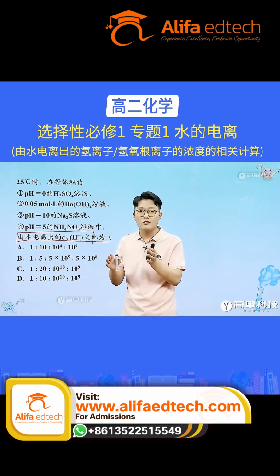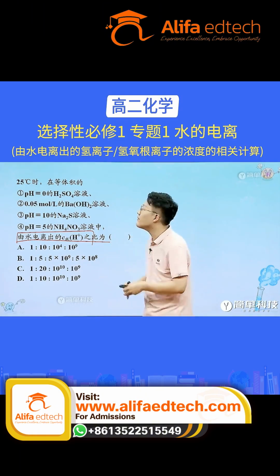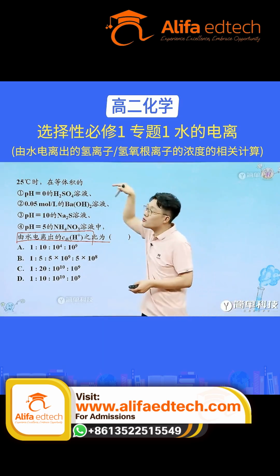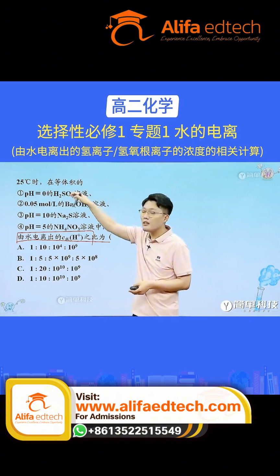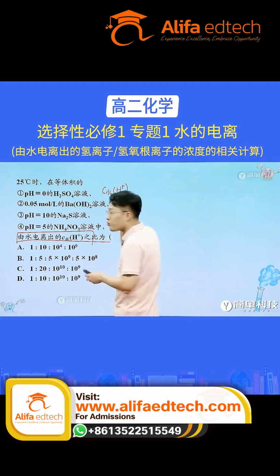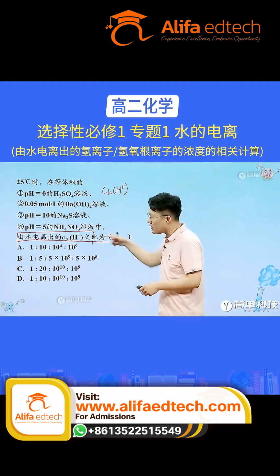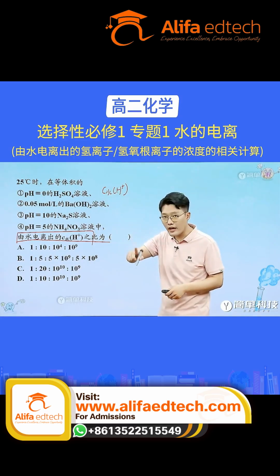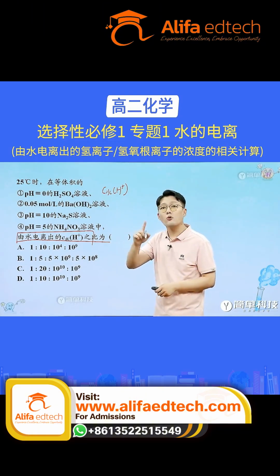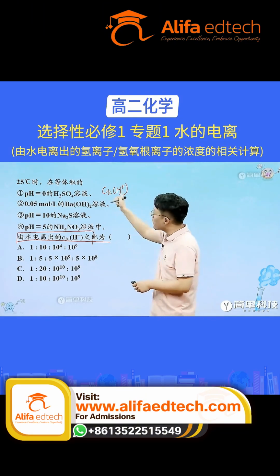Let's analyze them separately. The first one is a sulfuric acid solution equal to 0. Note this is an acidic solution. We look at hydrogen ions from water. Pay attention to this point. The proof has a key concept: in any solution, hydrogen ions from water and hydroxide ions from water are equal. So hydrogen ions from water ionization should equal hydroxide ions from water ionization.